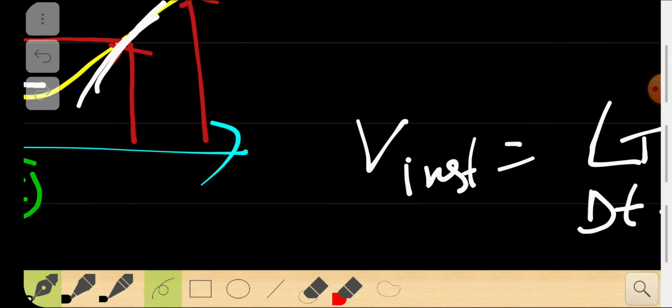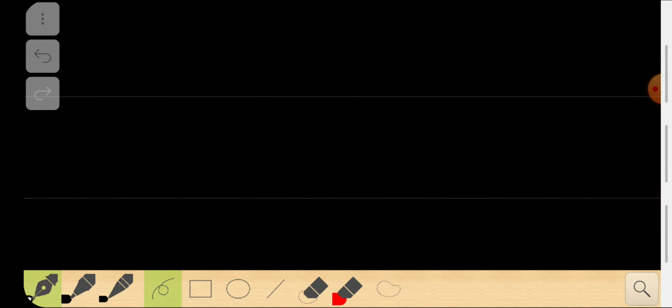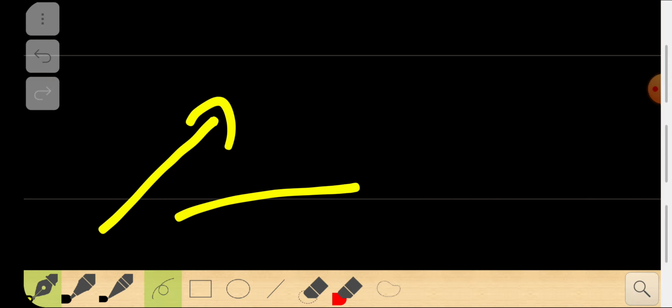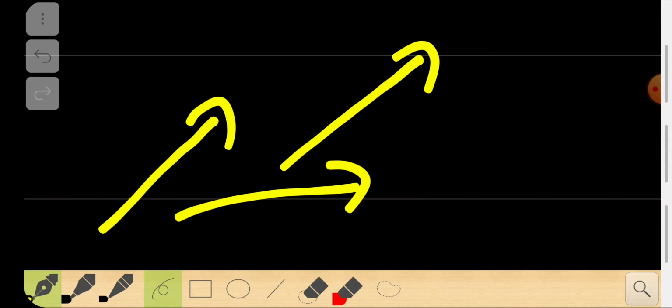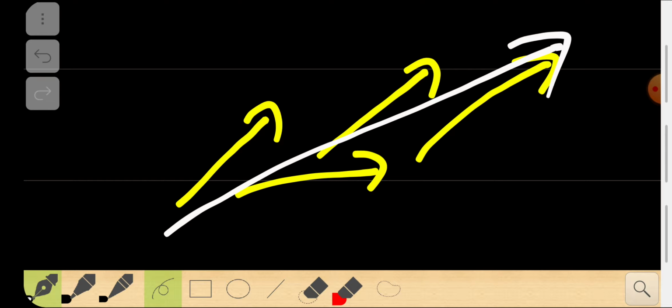If you look at each of these individual slopes, these slopes add up to a common resultant, and that is called the average velocity. So the average velocity looks like a resultant of each of these individual slopes. That's how average velocity will look.